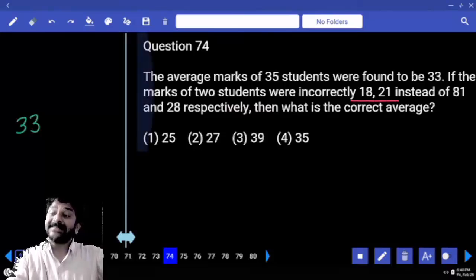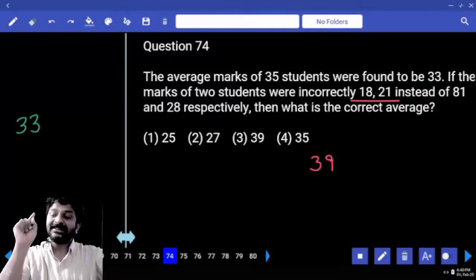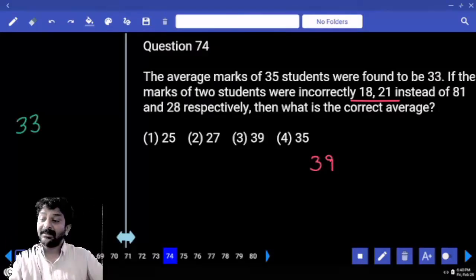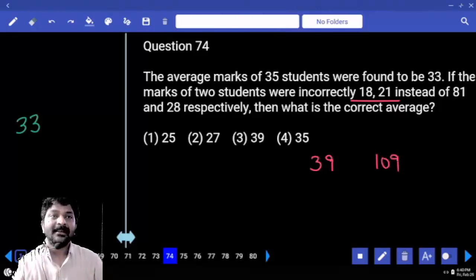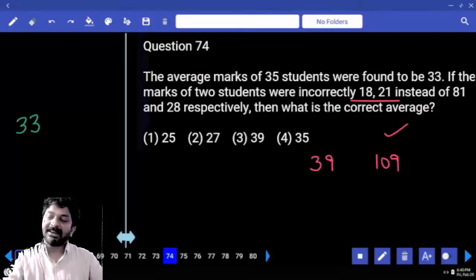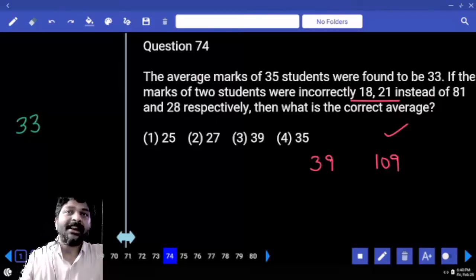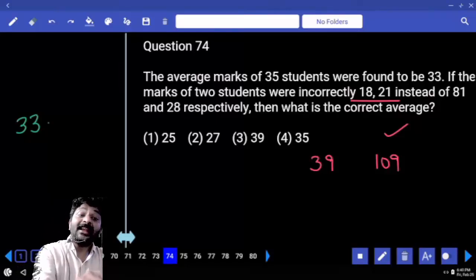Wrongly taken as 18 and 21, that means both together they considered 39. Am I right? Instead of original marks 81 and 28, that is 109. Instead of 109, if they wrongly taken as 39, that means have they taken more marks or less marks? Less marks. How many less marks? 70. Then to make it correct, do we have to add it or not? How much we need to add?